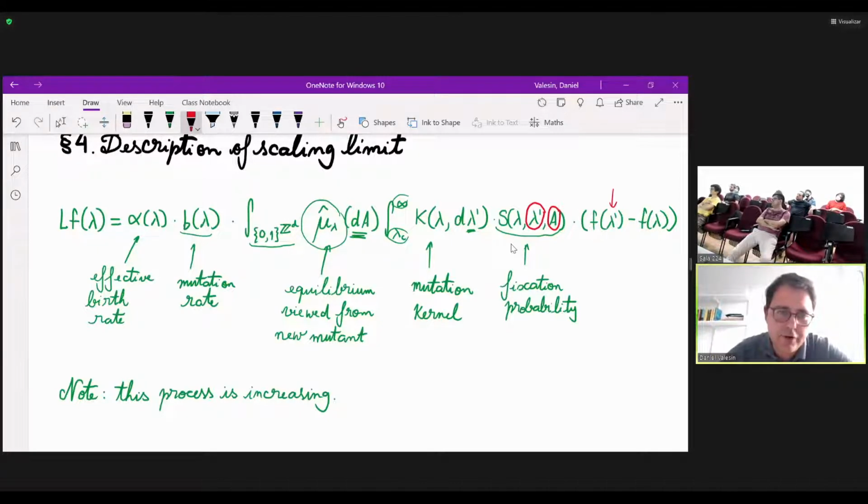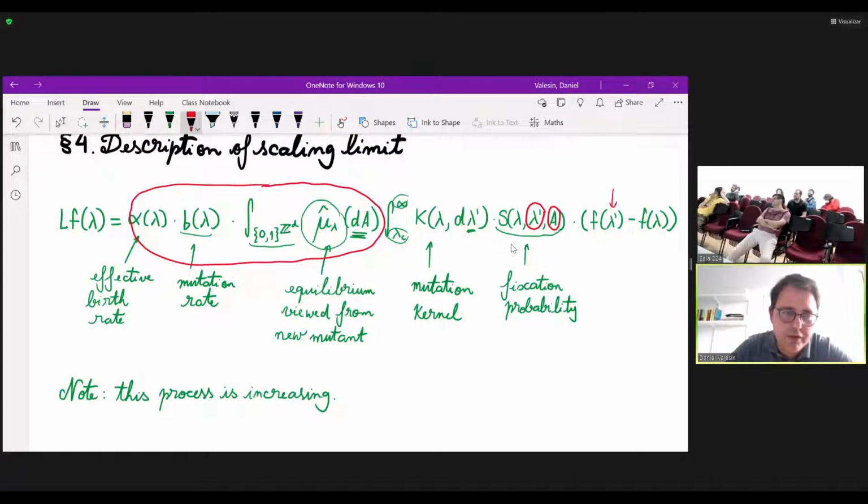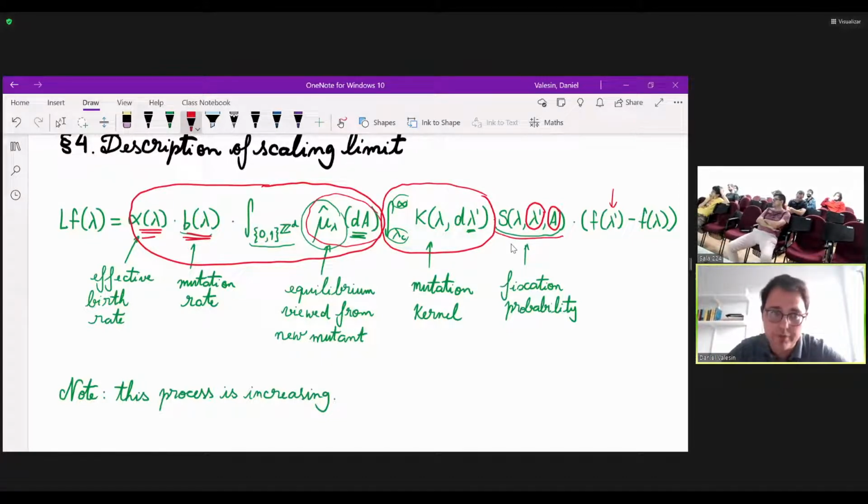In other words, this formula is talking about two stages. Stage 1 is encompassed by this part here: for the mutant to be born, you look at the effective birth rate of the contact process and multiply it by the mutation rate. Here is how you end stage 1: this is the landscape seen by the mutant once it's born. Then this integral decides the type of the mutant. And then there is the fixation probability.